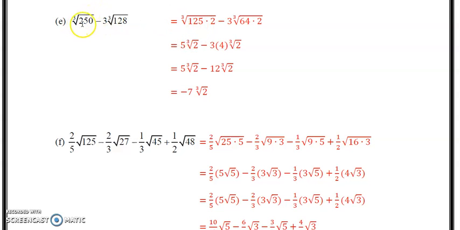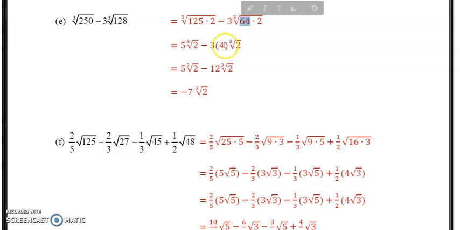So the cube root of 250 can be written as 125 multiplied by 2. The cube root of 125 equals 5, that coefficient up front, and then the cube root of 2 remains as the cube root of 2. Then we have 3 multiplied by the cube root of 128. So 128 can become 64, I showed you that before, multiplied by 2.